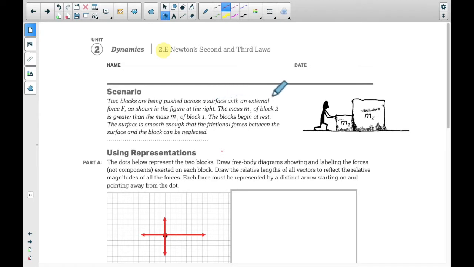Two blocks are being pushed across a surface with an external force F as shown in the figure at the right. The mass M2 of block 2 is greater than the mass M1 of block 1. The blocks begin at rest. The surface is smooth enough that the frictional forces between the surface and the block can be neglected.